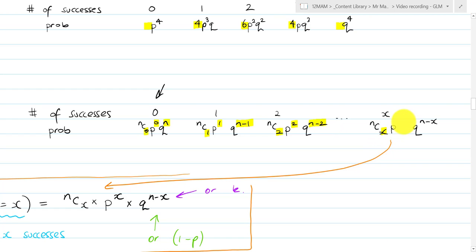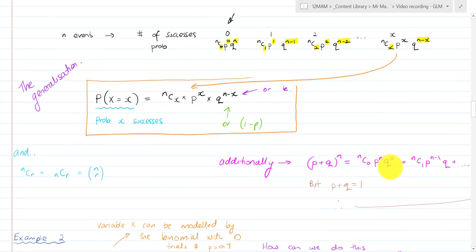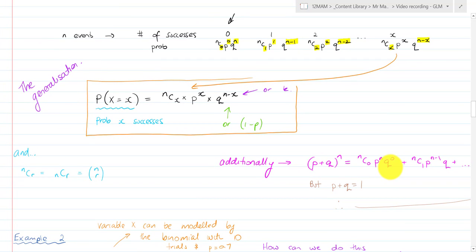x and, my apologies, x and n minus x, and this is p to the power of x. And that leads us to this generalization here. The probability that X equals x, so that the overall system equals one particular point, is nCx times p to the power of x times q to the power of n minus x. And you might see q written as 1 minus p, you might see x written as k. There's a variety of different ways that can be represented, but this is ultimately it.